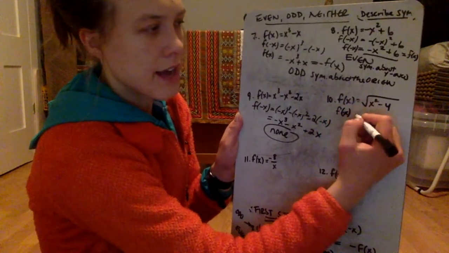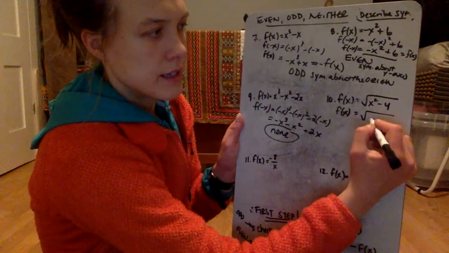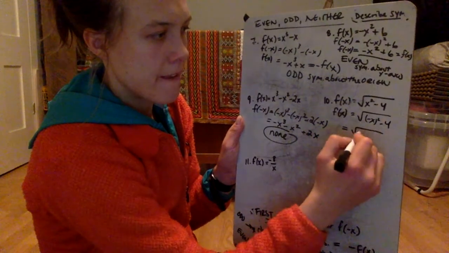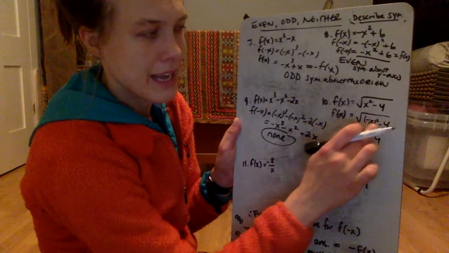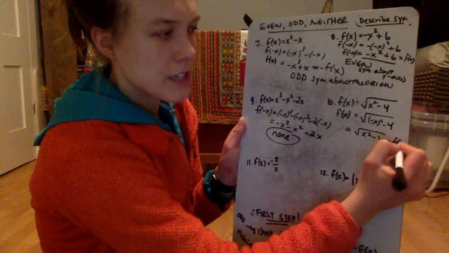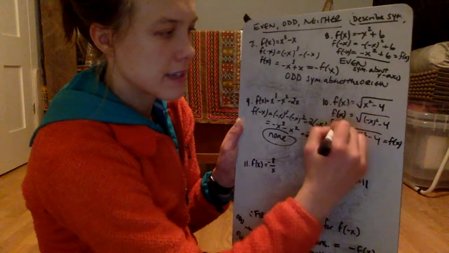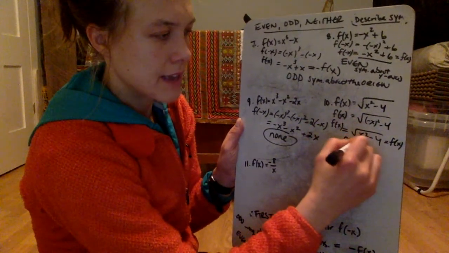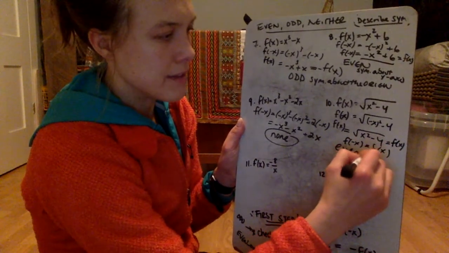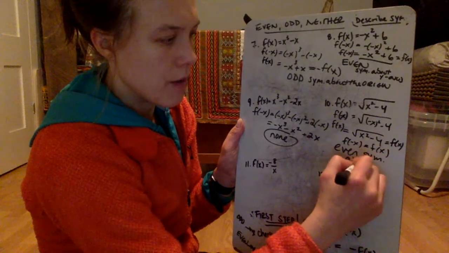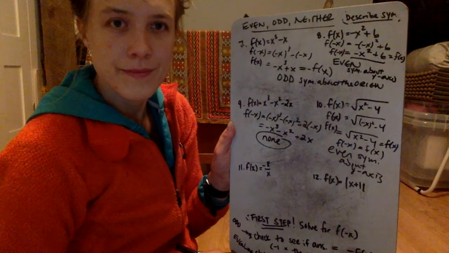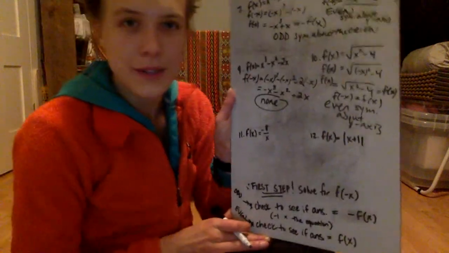Solve for f of negative x. So that equals negative x squared minus 4. So that equals x squared minus 4, because negative x squared is the same thing as x squared. So this is the same thing as the original. So f of negative x equals f of x. So we know that this is even and symmetrical about the y-axis on that one. All right, last 2 and then we're done.